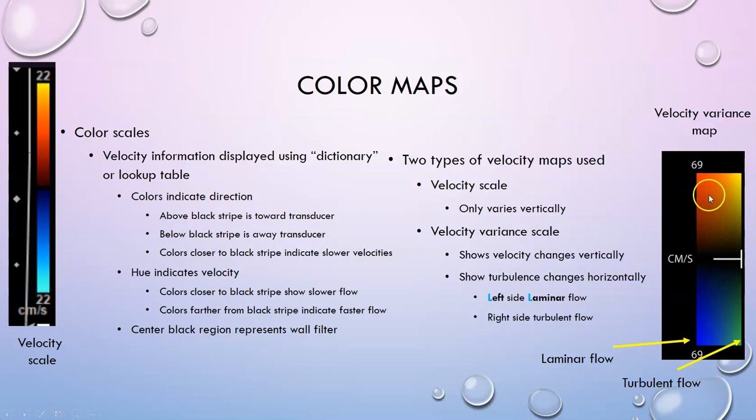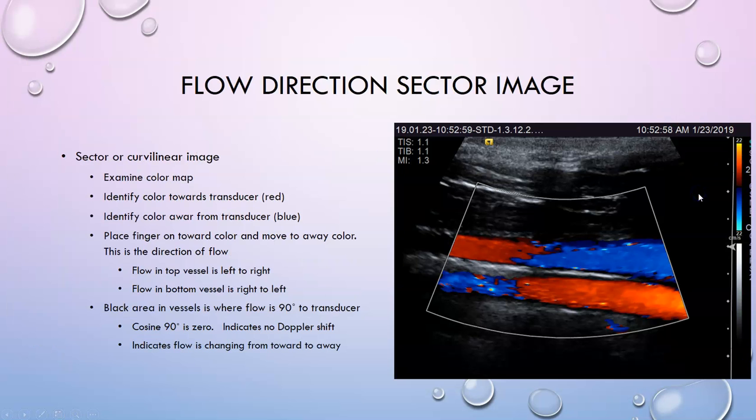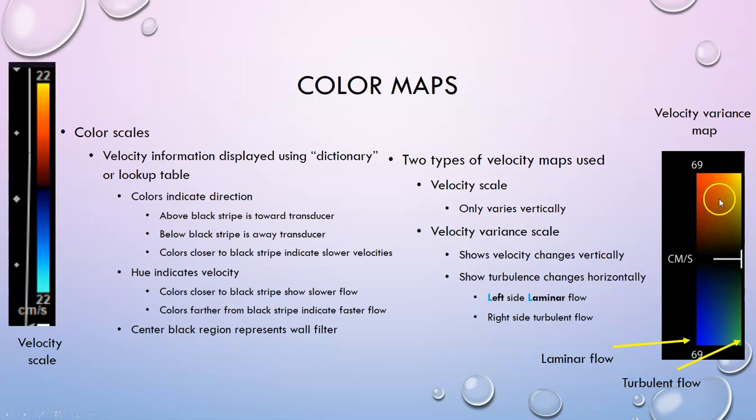one color for flow towards the transducer with a particular hue indicating the velocity, but also if you go from left to right across the scale, you can see that it changes hue that way also. The right side of the scale is a hue indicating turbulent flow, and the left side of the scale is a hue indicating laminar flow. So you can put your color on and immediately see if it's laminar or turbulent. This velocity variance map is normally used only for cardiac ultrasound. We don't use it very much in general or vascular ultrasound. It's utilized in cardiac ultrasound a lot, though.